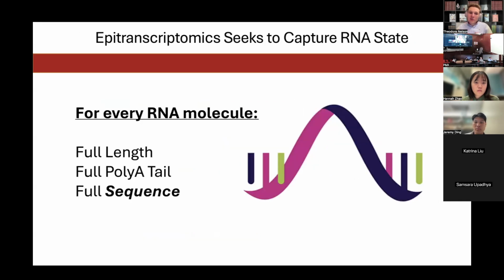Nanopore direct RNA sequencing, though, is the only technology, if we think back to our original goal, that might be able to tell us the full length as it's a long read, might be able to capture a poly A tail, and give us the full sequence.